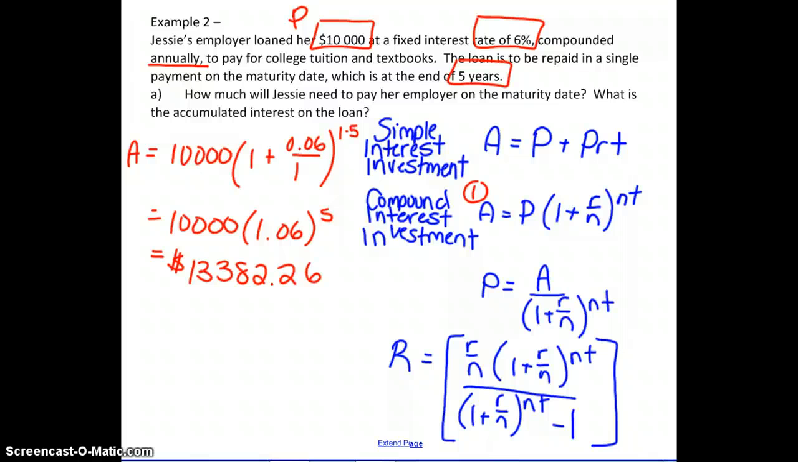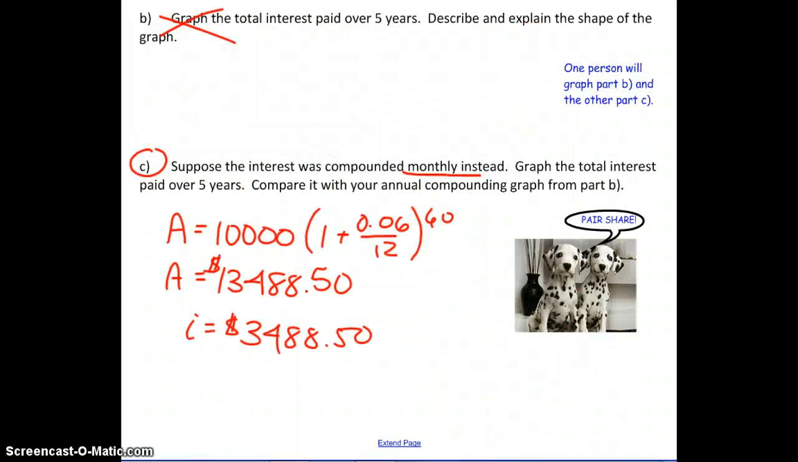So how much of this is interest? We're going to subtract our principal from this to figure out how much was interest. So we'll subtract 10,000, and the interest then is $3,382.26 that you're paying on this $10,000 loan. If it were compounded monthly, your interest would come out to $3,488.50. Notice that monthly compounding periods means that you have to pay more interest than annual compounding periods. So it's better to take out a loan with annual compounding periods than monthly.